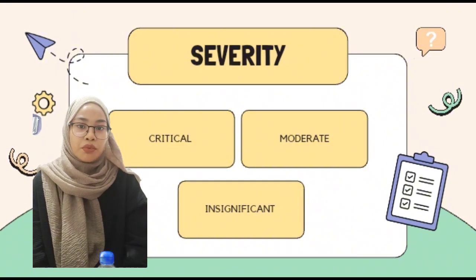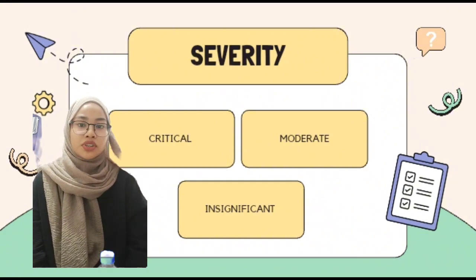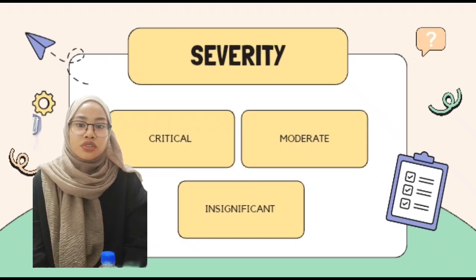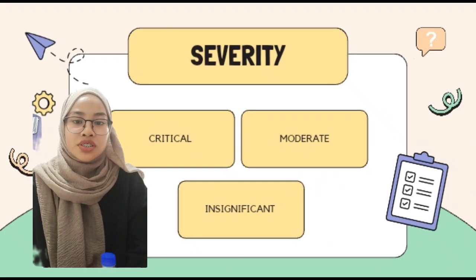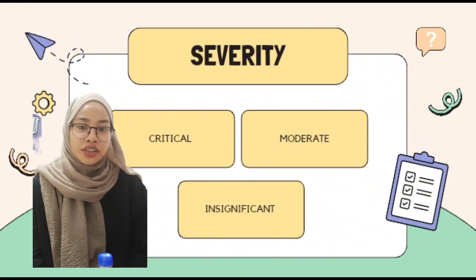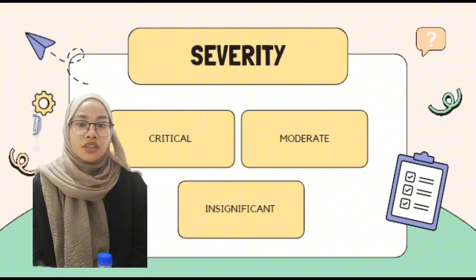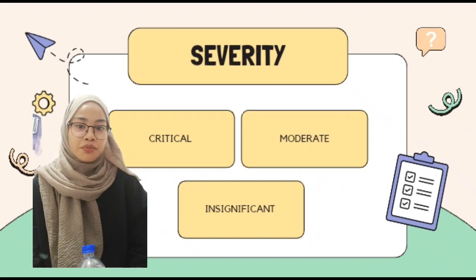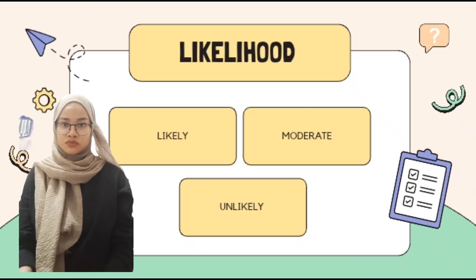For moderate, the potential contaminant, non-halal material, or detrimental mudarat sustained affects the halal status of the product or good, but the halal status of the product or good still could be salvaged. And third is significant: no impact on the halal status of the product or good.